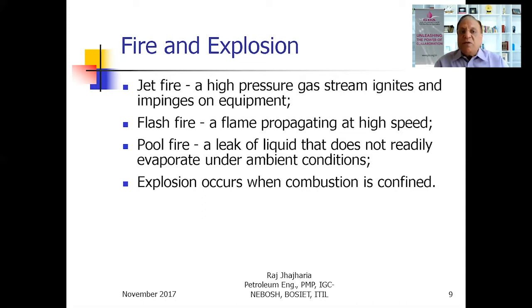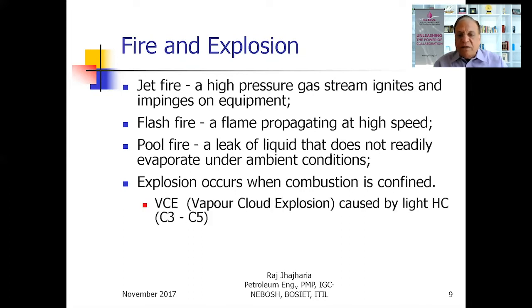Explosion. Explosion is the worst kind of fire. The previous three, jet fire, flash fire, pool fire, are something which you can control, not with much damage. But explosion is something which is almost uncontrollable. It just happens. You only have to count what you are left with after the explosion. And it normally happens when a hydrocarbon burns in a confined and closed space. When that happens, then there is so much pressure built up that it explodes.